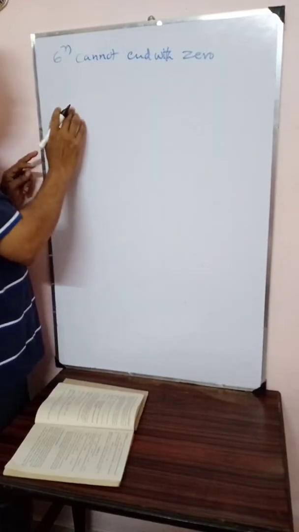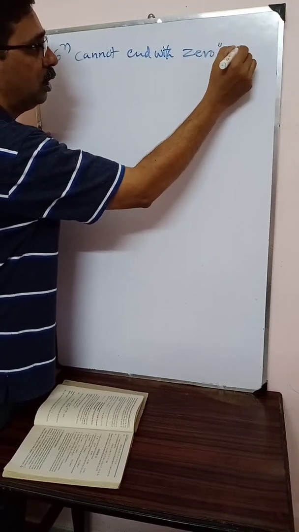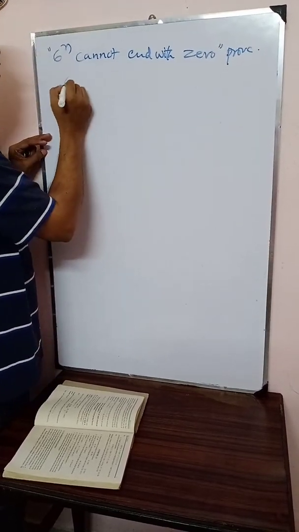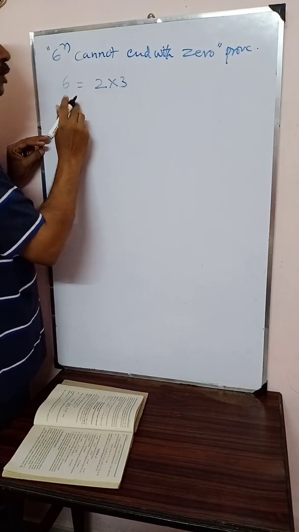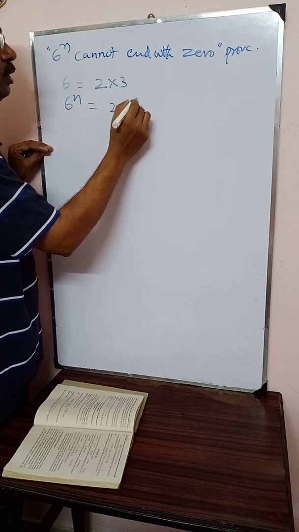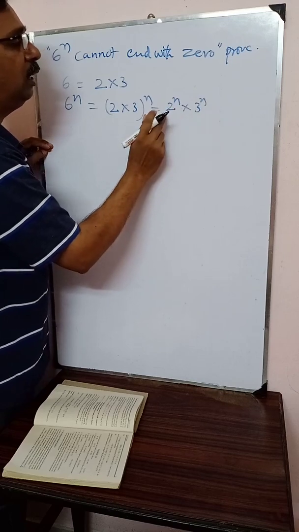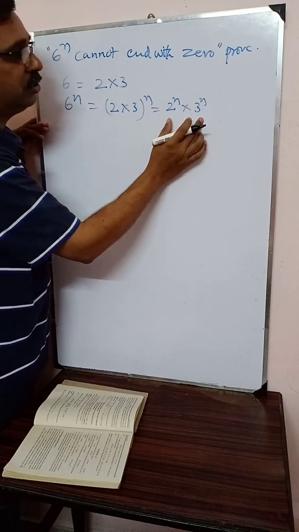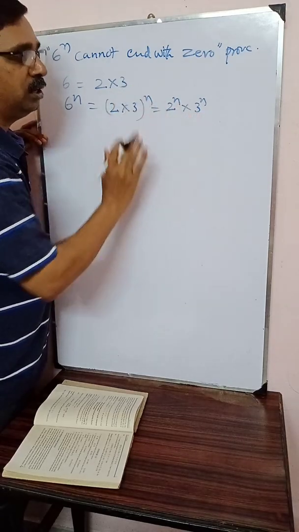How do we prove this one? To prove this, first we take the prime factorization of 6, that is 2 into 3. Therefore 6 to the power of n is (2 into 3) to the power of n, or 2 power n into 3 power n. Never in this prime factorization will any other prime factor come except 2 and 3.